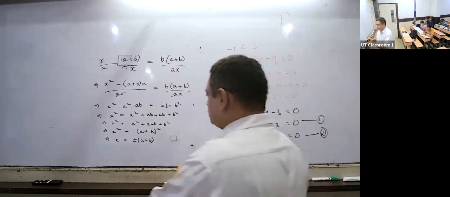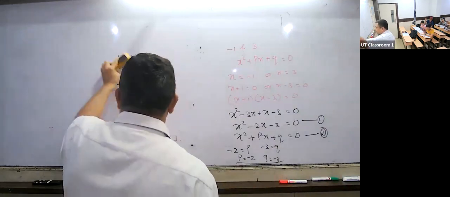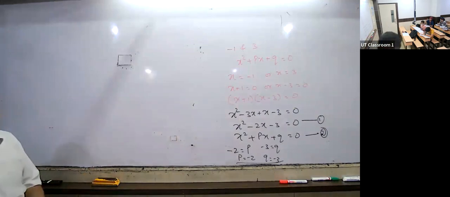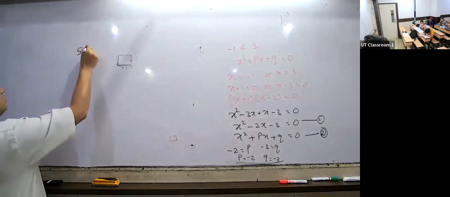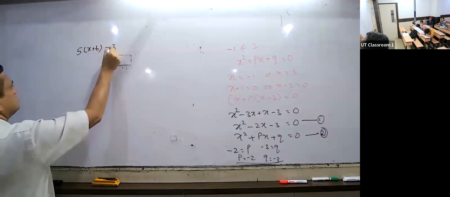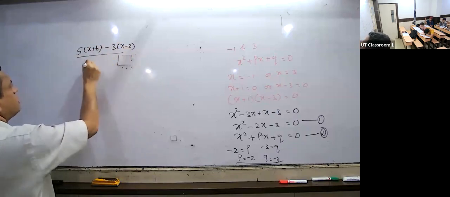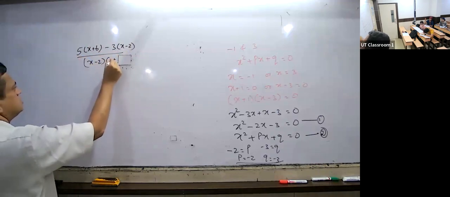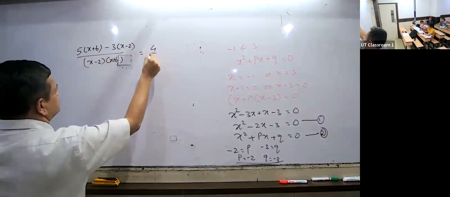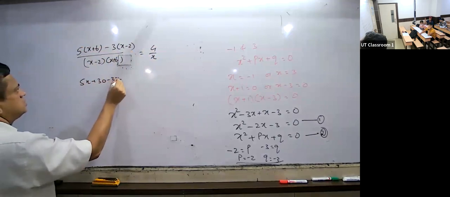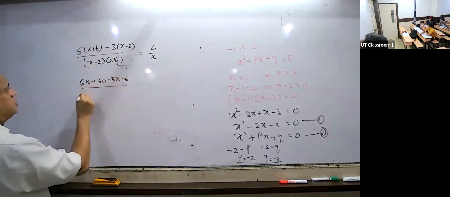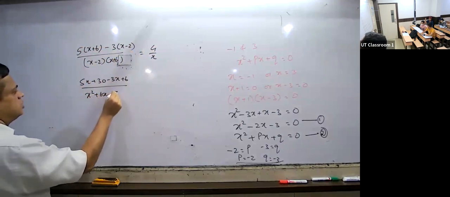Tell me what the first step is. I said cross multiplication. No, before that. What did I tell? Take the LCM: 5 times x plus 6 minus 3 times x minus 2 upon x minus 2 times x plus 6 is equal to 4 by x. So first you can do the simplification now: 5x plus 30 minus 3x plus 6, upon, if you want, x square plus 6x minus 2x.